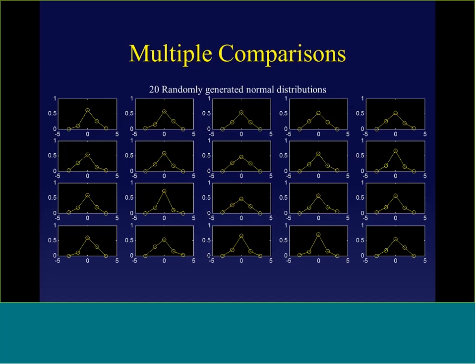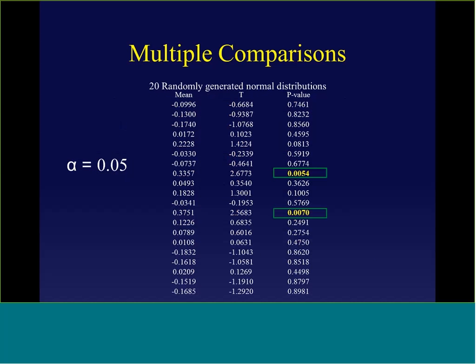So what I did here was generate 20 normal distributions of mean zero and standard deviation one. And if you look at the mean, the t-value, and the p-value, consider that we have 20 different medications here where there was absolutely no treatment effect.